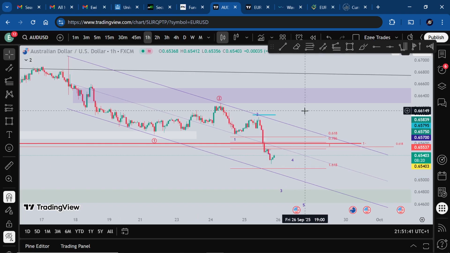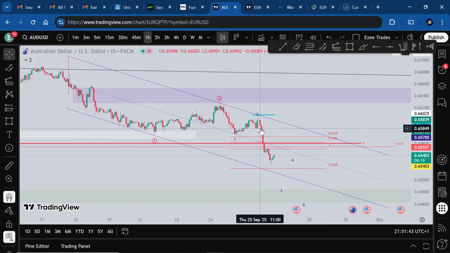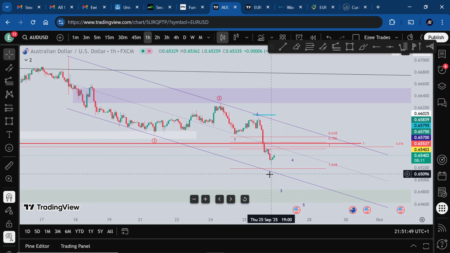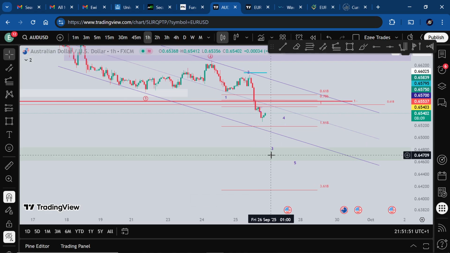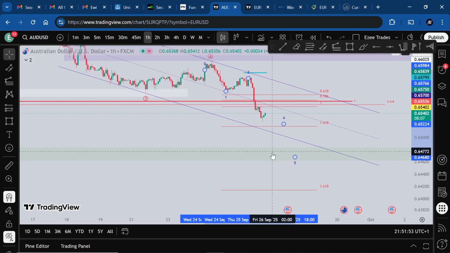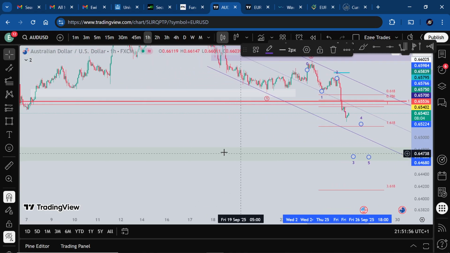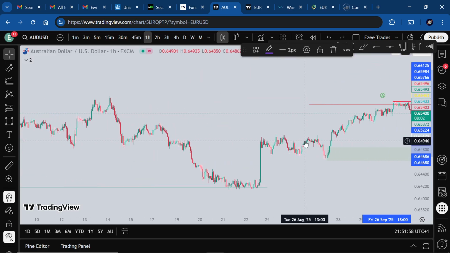Okay, I don't believe 1, 2, this 3 is finished. I think these are all the smaller subwaves. I think we'll get a bigger push down. Maybe 3 will end filling the whole of this imbalance here. This green box is an imbalance of a vector candle to the right side.